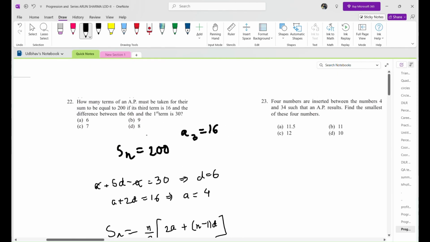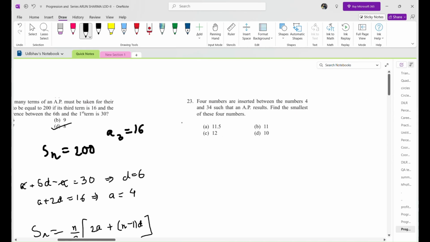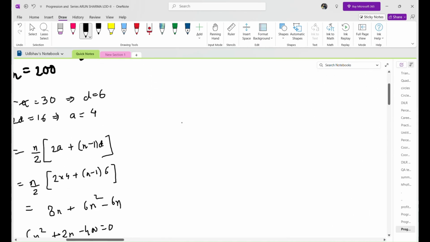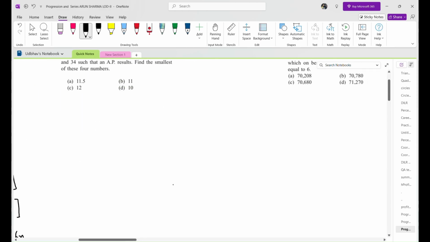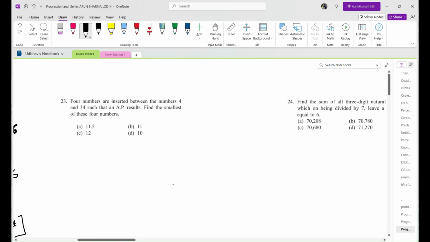So our answer will be 8. And yeah, we can neglect this value because the number of terms can never be negative, so we neglect this and the answer will be 8. Pretty straightforward. Moving on to the next question.